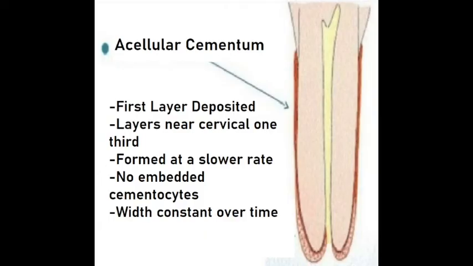Now, when you're chipping away at layers of cementum, there are two types that you will see depending on where you're chipping. The acellular type will be the thinnest layer at the CEJ, close to where the crown and the root of the mountain meet. There is at least one layer over all of the root with many layers near the cervical 1/3. It is formed at a slower rate with no embedded cementocytes, and the width is constant over time.